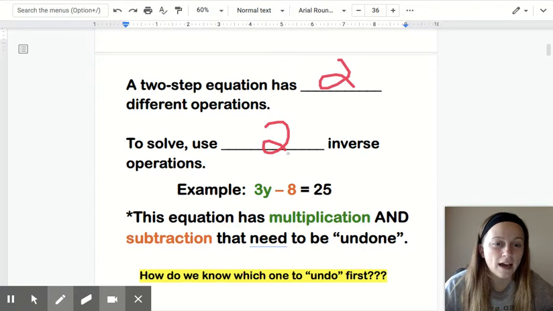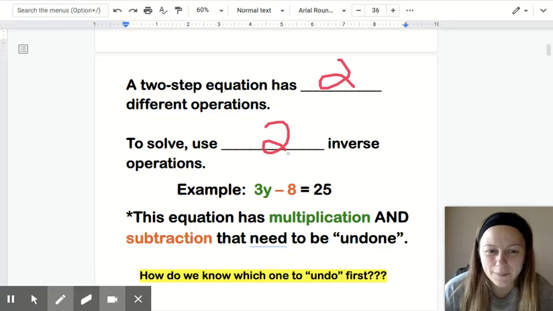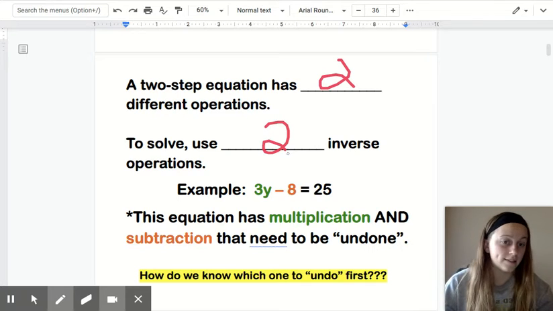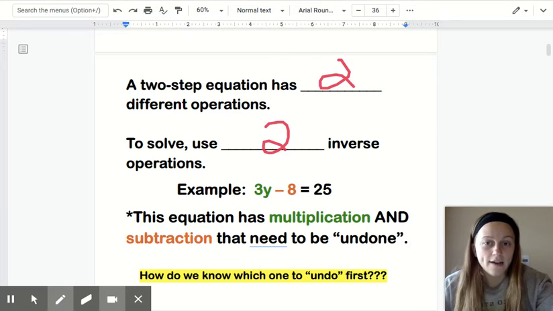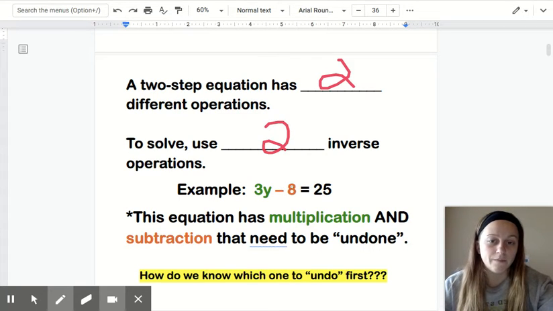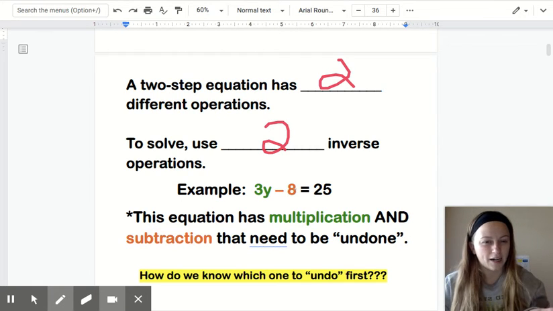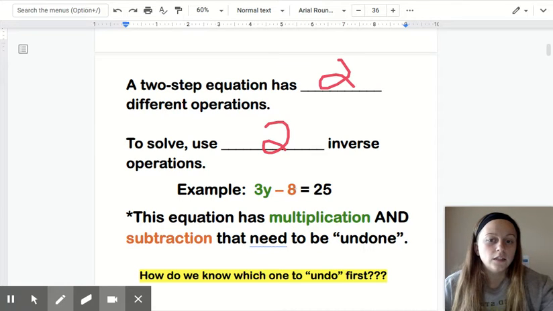So here we have multiplication and subtraction, and we can't combine them because one has a y and one doesn't. So this is as simple as it can get, but we still have two different types of math. The green here, we have multiplication, whereas in the orange, we have subtraction. They both need to be undone, right? That's kind of what we're doing. We're taking them away from the y. How do we know which one to undo first?